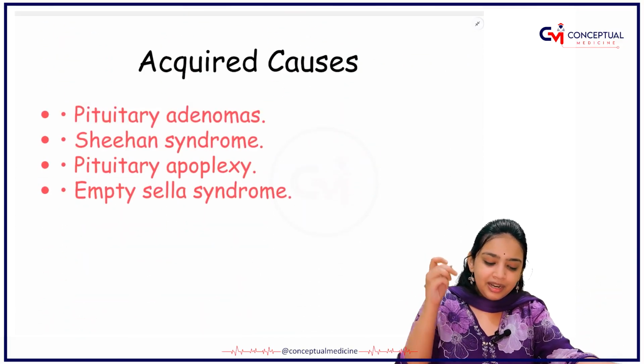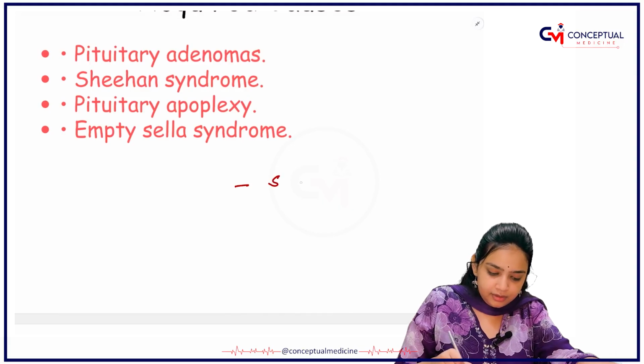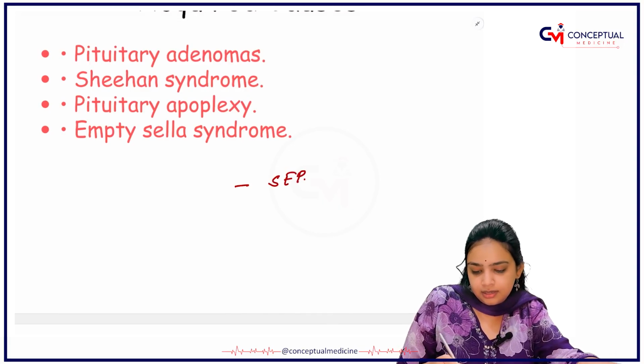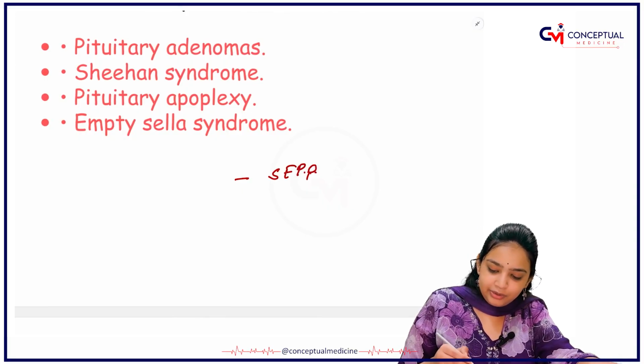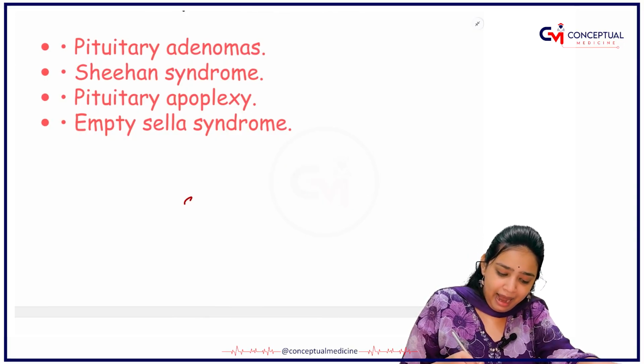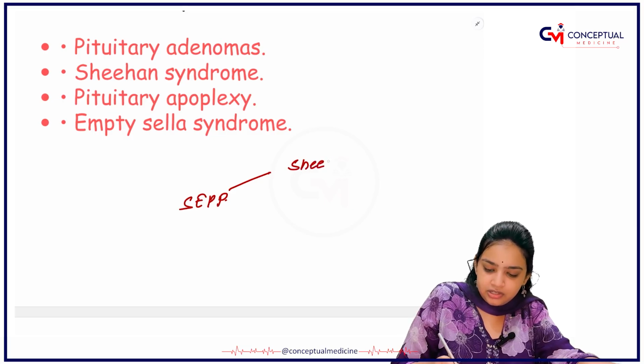Okay, what are the acquired causes? You have the acquired causes as, remember, SIADH. Remember SIADH. Okay, I know it's just sounding very bad, but remember it as SIADH only. What are the SIADH you have? So you have the Sheehan Syndrome.